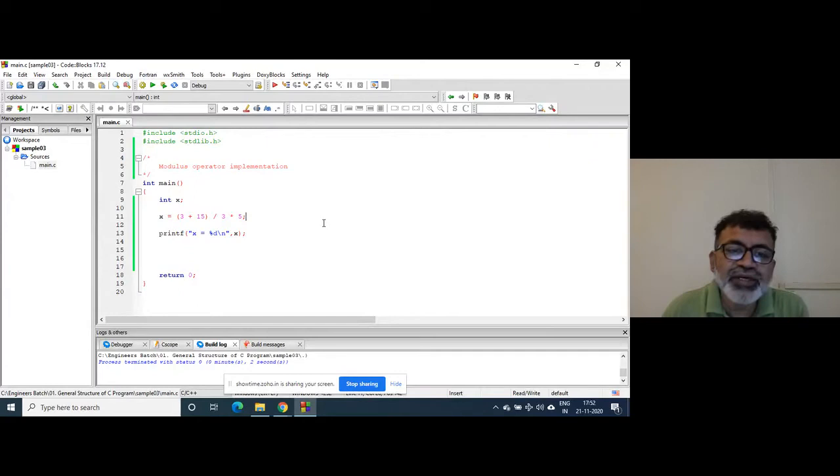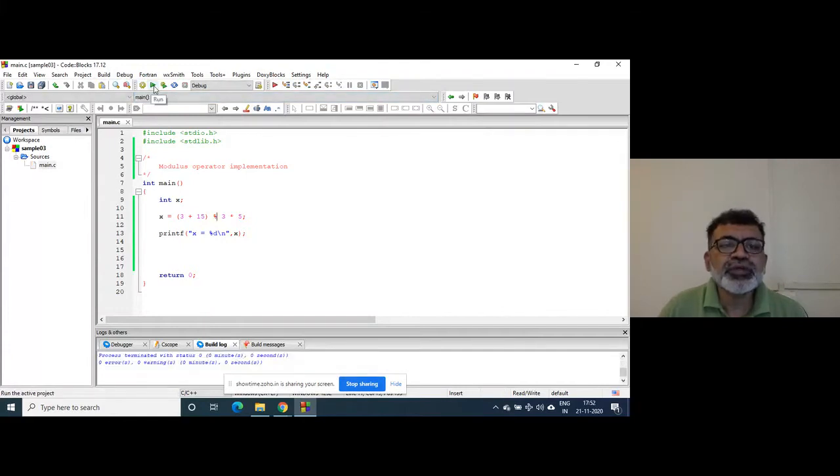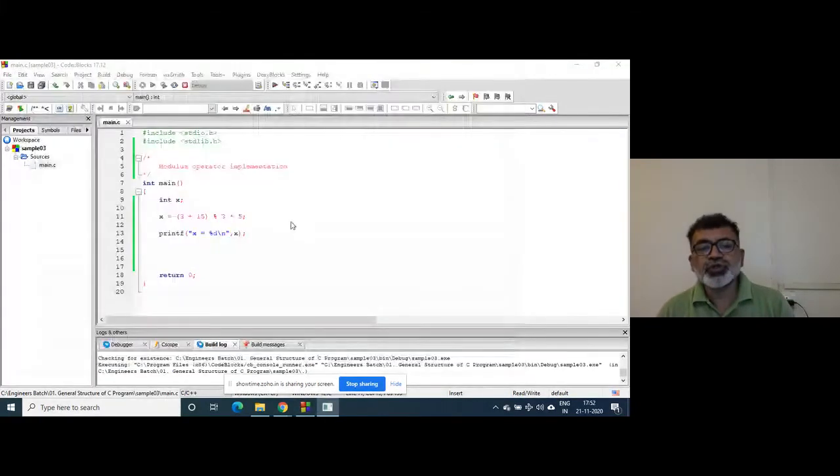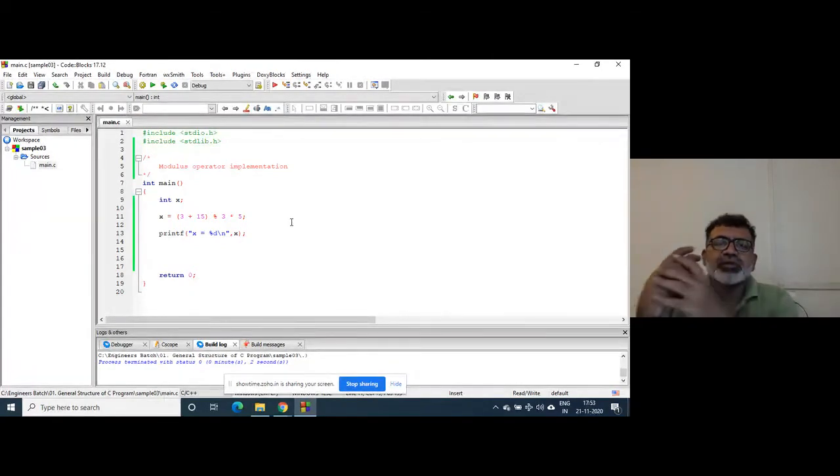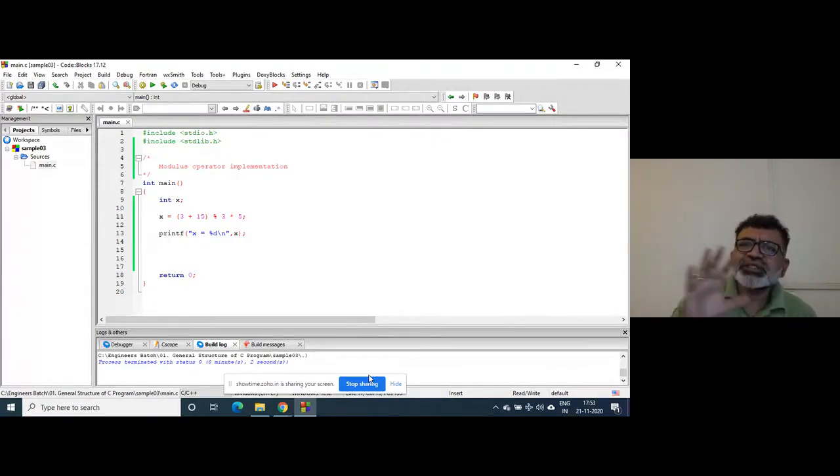Modulus, I have explained to you. So suppose I write here modulus, then 18 mod 3. What is 18 mod 3? 0. 18 mod 3 is 0. And 0 into 5, the answer will be 0. So the modulus operator gives you the remainder. So far, everything in this chapter has been taught to you. All basic concepts have been taught to you.